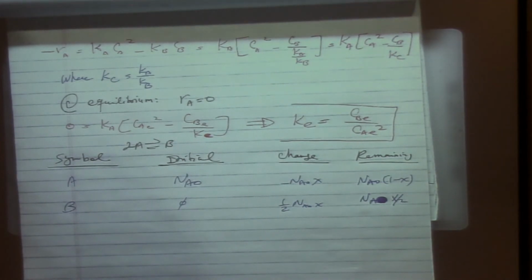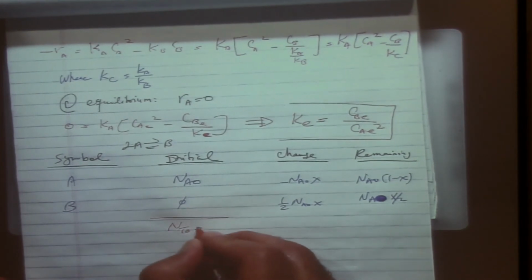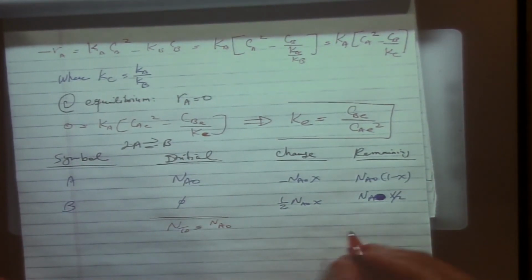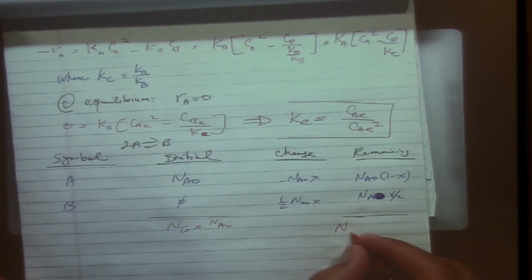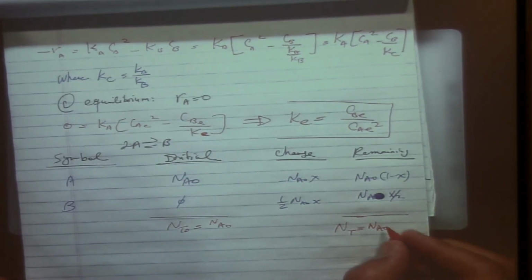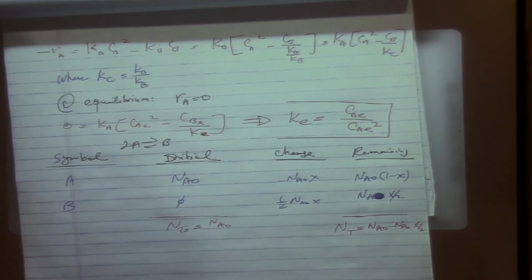Okay, so the total: the initial would be Na0, and then the total remaining, Nt for the final, would be Na0 minus Na0 times x/2. To avoid these things, I always try to speak out when I'm writing it down, so in case you listen, you might avoid this kind of confusion.